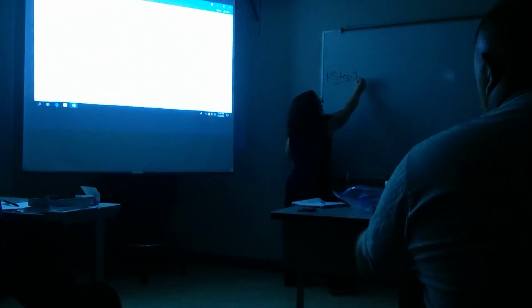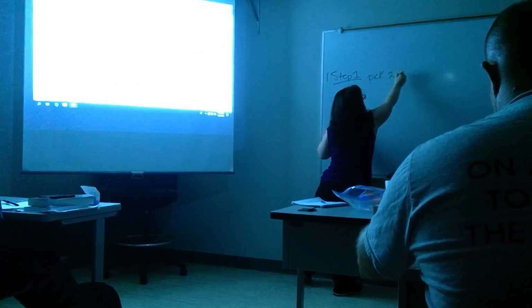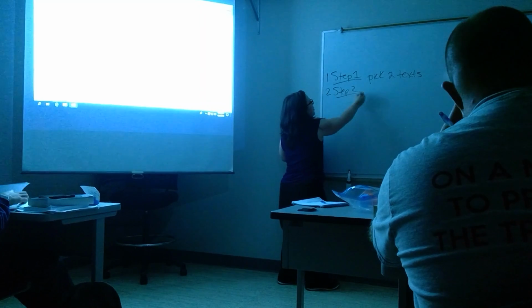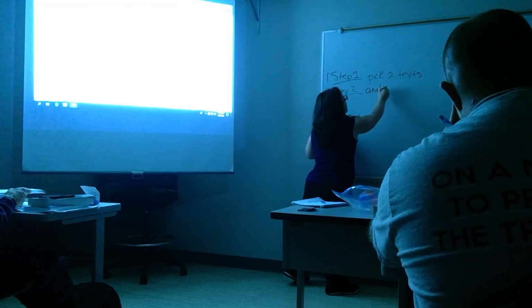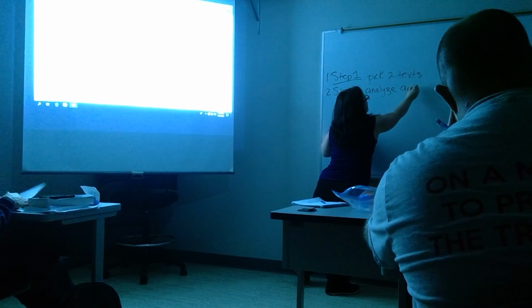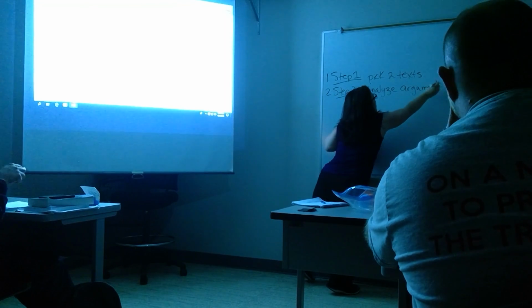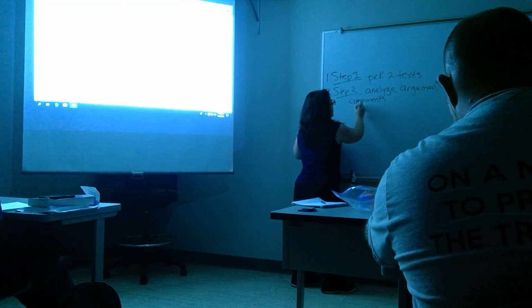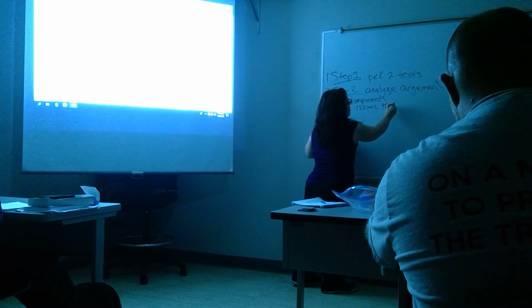The first one that we're going to read is Superheroes More Than What Meets the Eye. And the reason that I'm showing you this is because when I went over the instructions, I walked you through the steps. Step 1, pick 2 texts. Step 2, analyze the argument. Now you're not only using the components of argument, but now you are also adding issues, themes, and critical lenses.